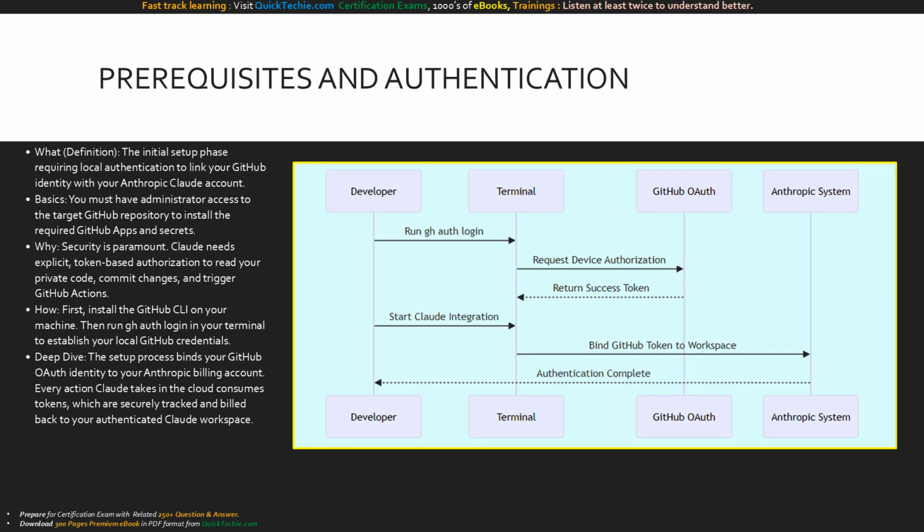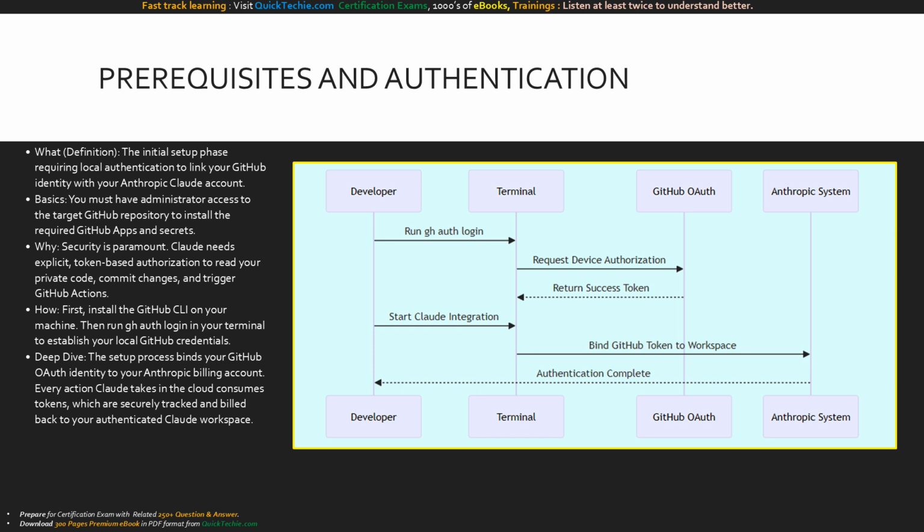Before we unleash Claude on our repositories, we must handle prerequisites and authentication. What is this? It's the critical setup phase where we securely link your GitHub identity with your Anthropic account. The absolute basics: you must have administrator access to the repository to configure these workflows and secrets. Why do we enforce this? Because security is paramount. Claude needs explicit, token-based authorization to read your private proprietary code, commit changes, and trigger CI/CD pipelines.